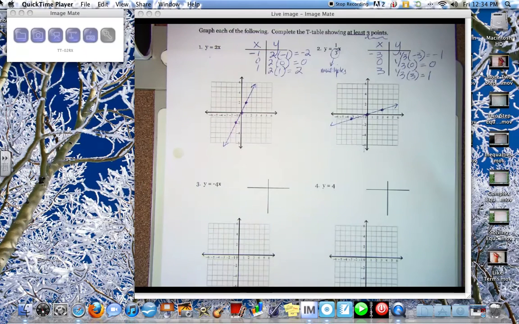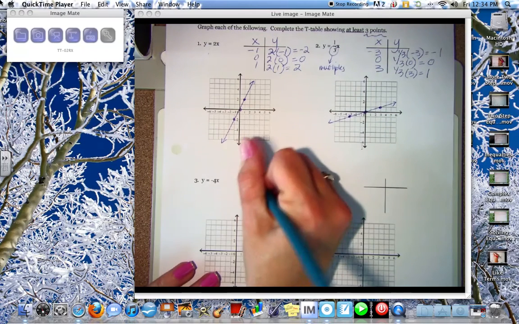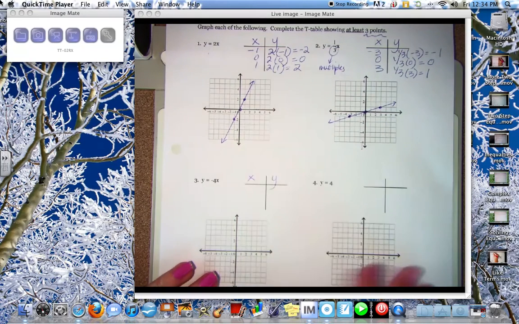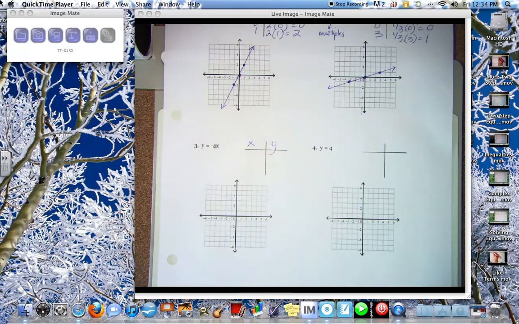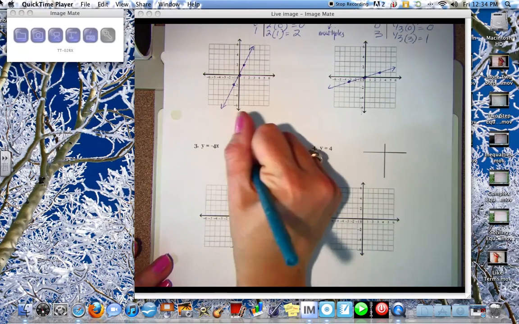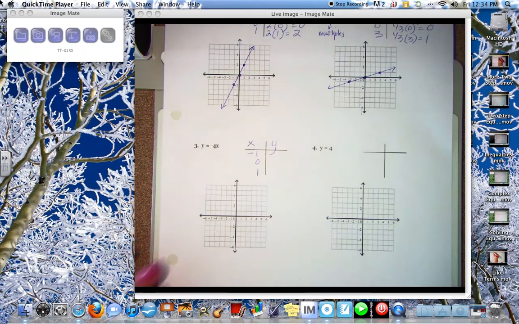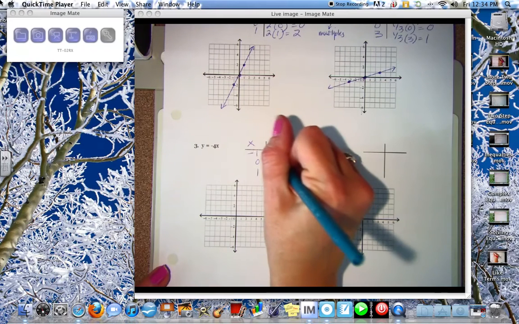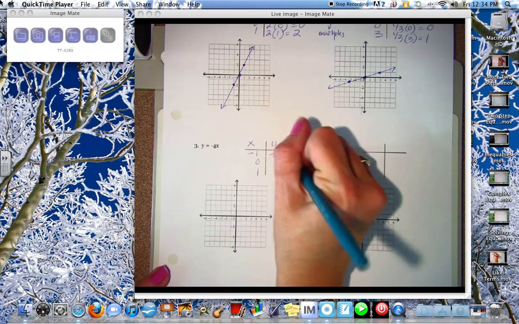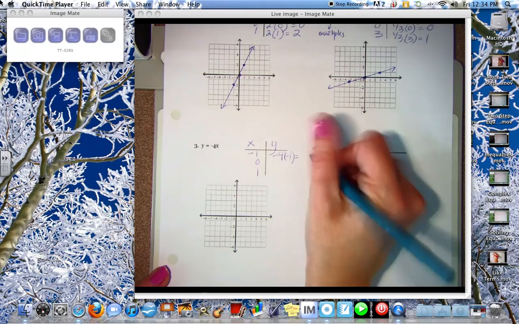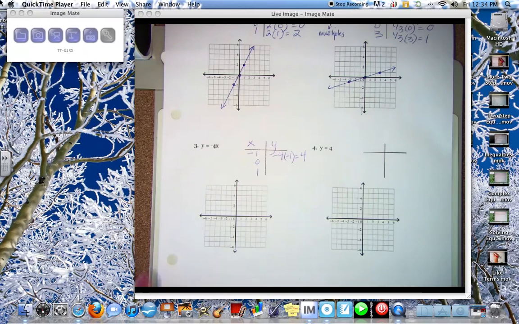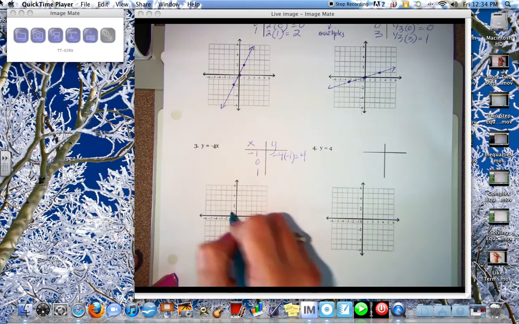All right, example 3. X and Y. We need to choose 3 values for x. I'm going to choose -1, 0, and +1. And now we're going to substitute them into the equation. So I have -4 times -1, which gives me 4. So my ordered pair is what? -1, 4.